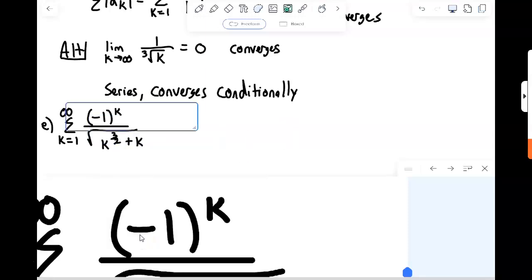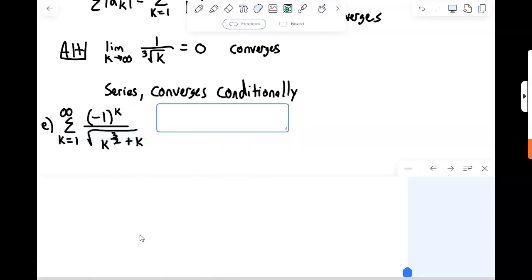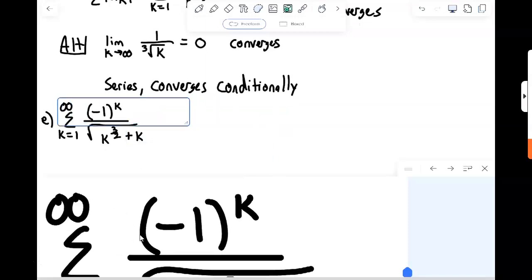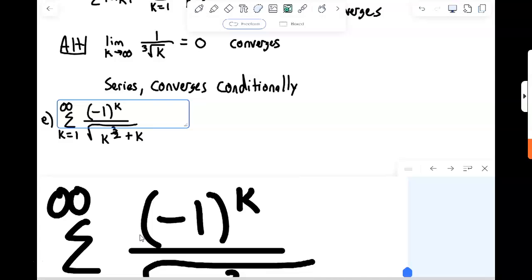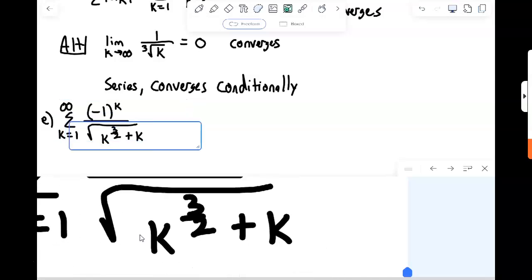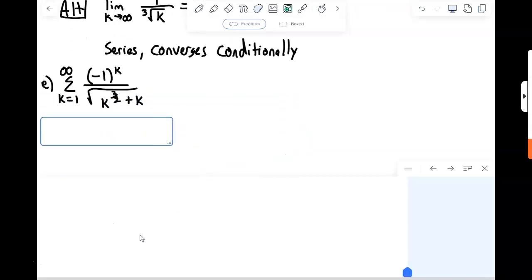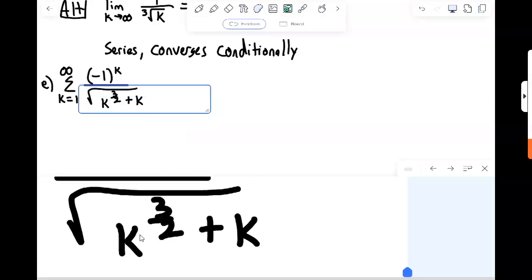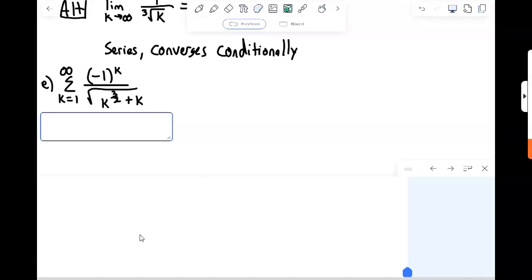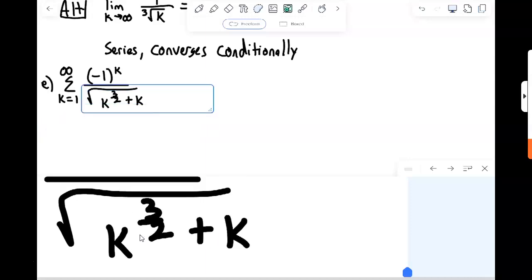Okay, so let's look at one more example here, checking to see whether a series converges absolutely or conditionally. So here we have the alternating series (-1)^k over the square root of k^(3/2) + k. We're going to test absolute convergence in a moment, but real quickly, as soon as I see this problem, I conclude that this looks like it's converging, at least for the alternating series.